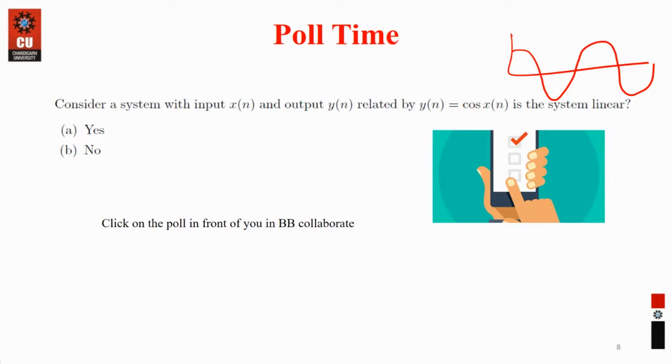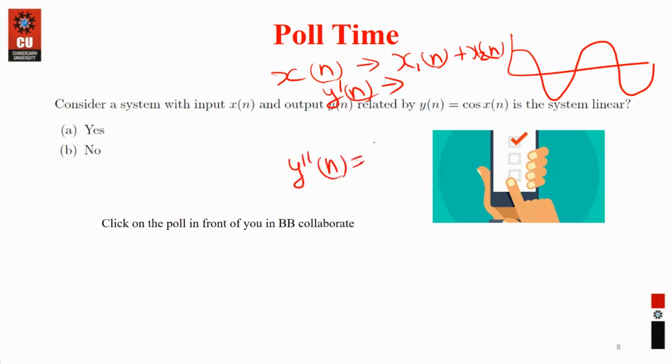the superposition theorem. If I say replace x[n] by x1[n] plus x2[n], test for your y[n]. Let's say this will be your y'[n], and test for y''[n], where y''[n] is your y1[n] plus y2[n]. If y'[n] is equal to y''[n], it will be a linear system. If it is not equal, it will be a non-linear system.